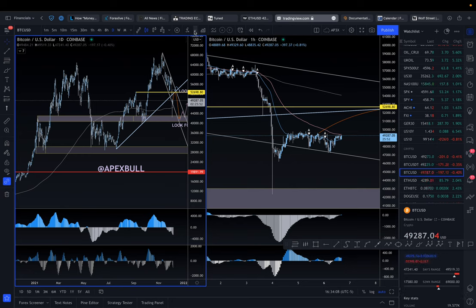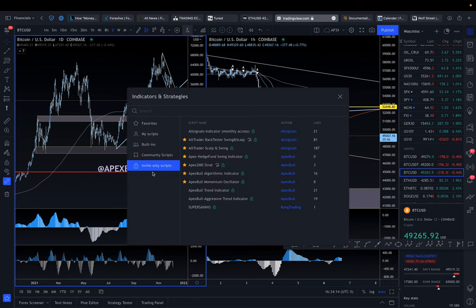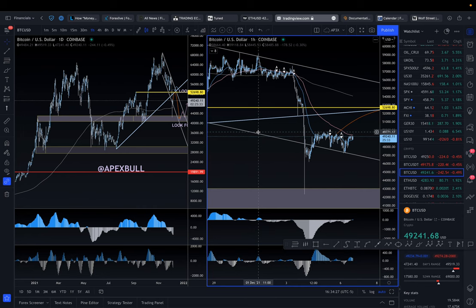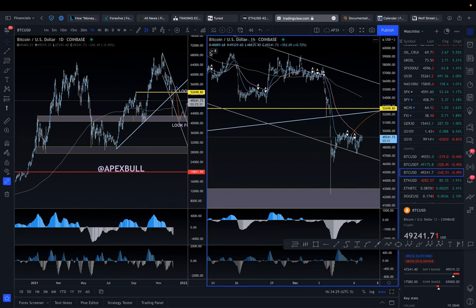So first of all, you're going to go to add indicators and strategies. You're going to go to invite only, and you're going to select apexbull 2MD. I'm going to select apex hedge fund swing indicator and apexbull algorithmic indicator. Once you have them on your chart, let me turn off everything else.